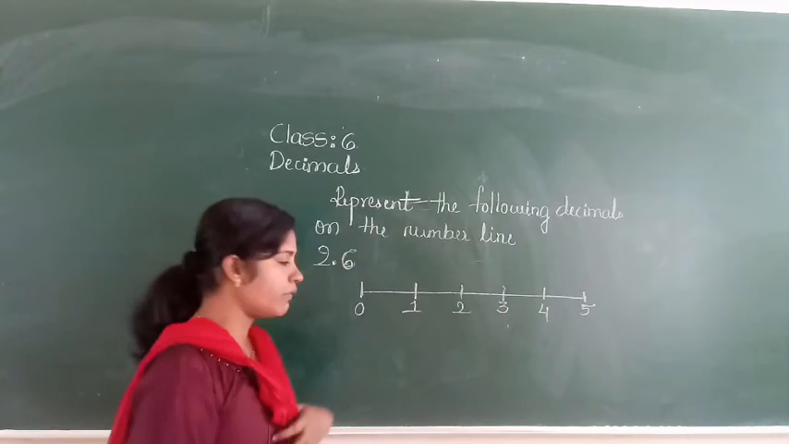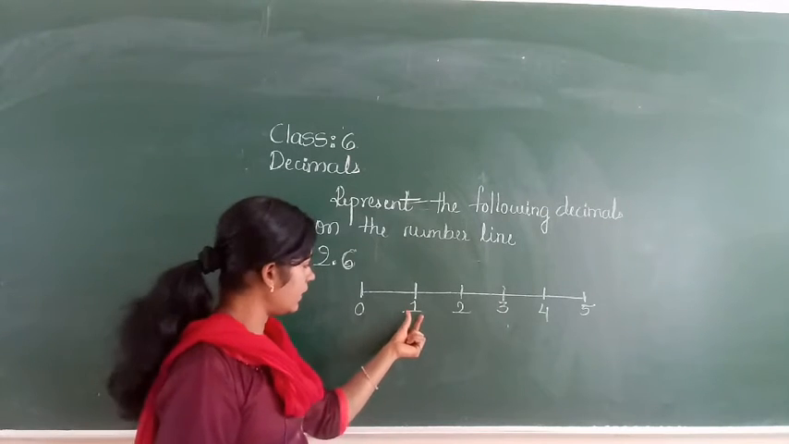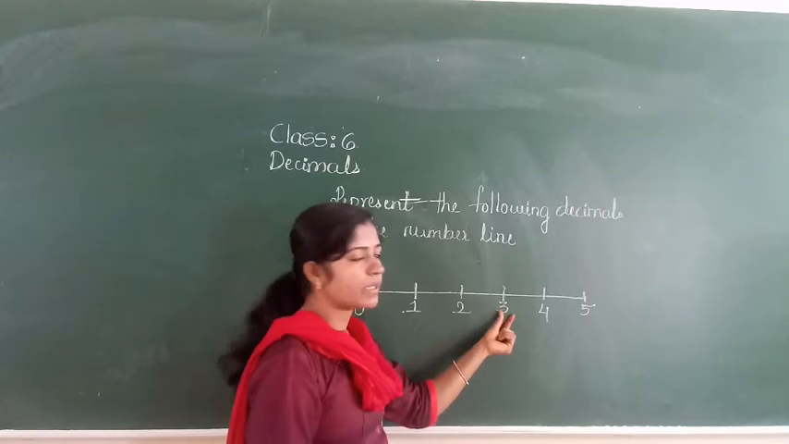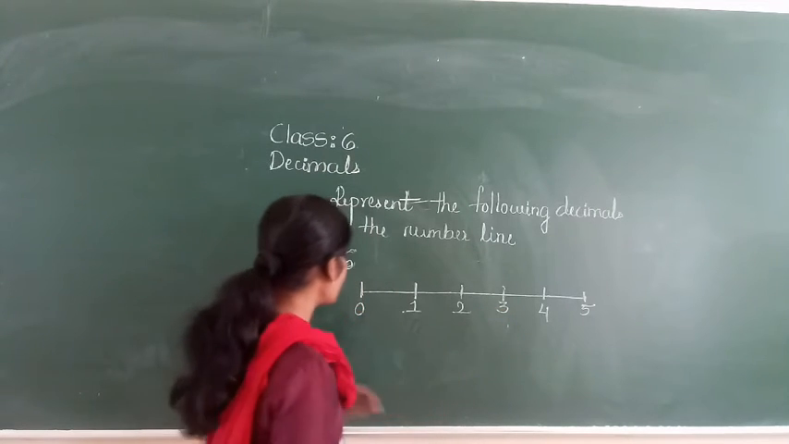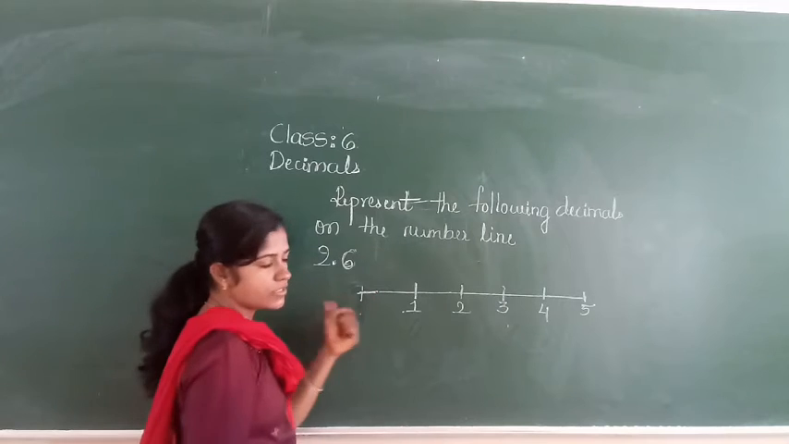And one more thing I will make clear to you. From 0 to 1, how many lines are there here? 10. From 1 to 2, how many lines are there? 10. From 2 to 3, how many lines are there? 10. Okay, then 2.6 is there. You consider it as a 0. In the scale 0 is also there.